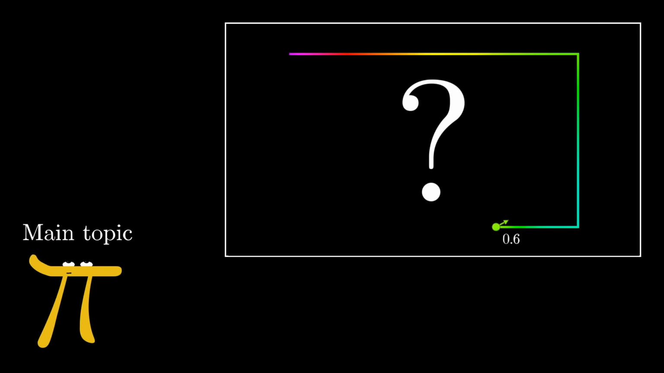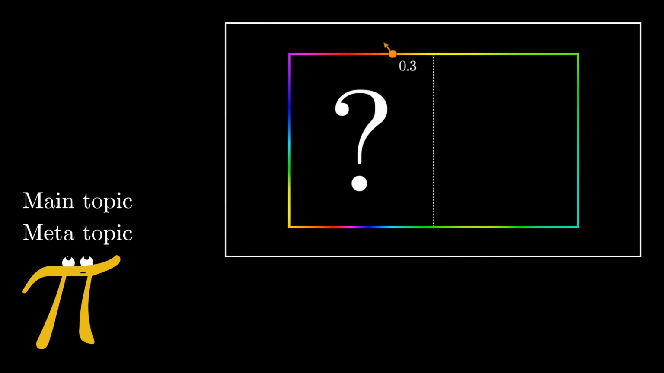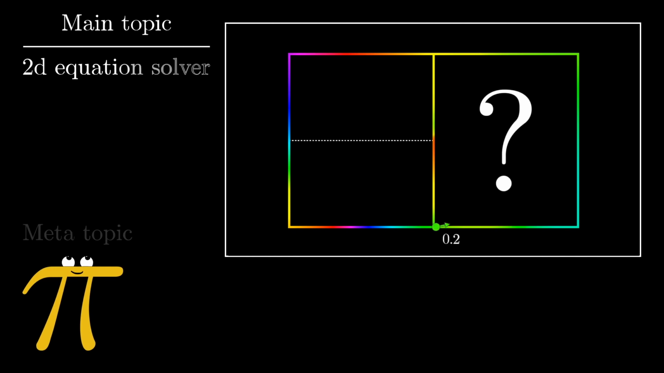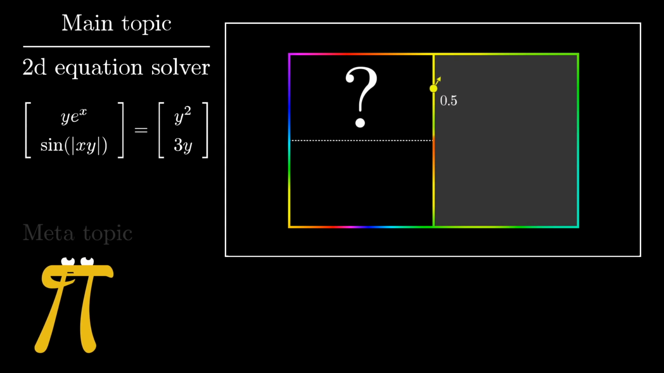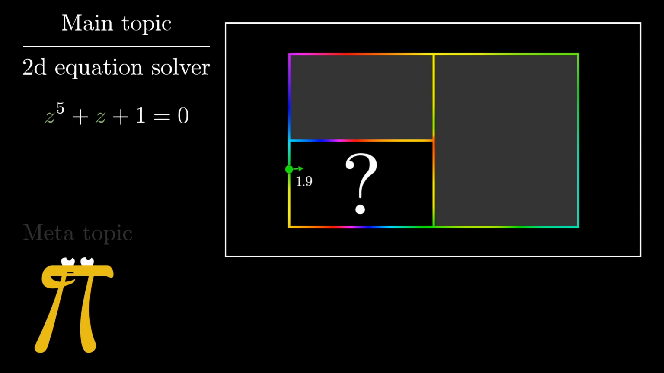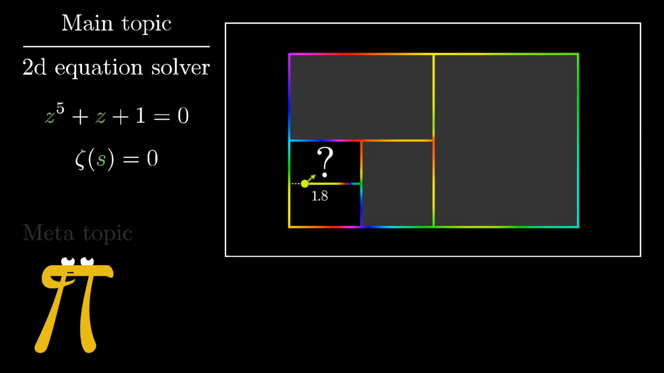There's two things here, the main topic and the meta topic. So the main topic is going to be this really neat algorithm for solving two-dimensional equations, things that have two unknown real numbers, or also those involving a single unknown, which is a complex number. So, for example, if you wanted to find the complex roots of a polynomial, or maybe some of those million-dollar zeros of the Riemann zeta function, this algorithm would do it for you.